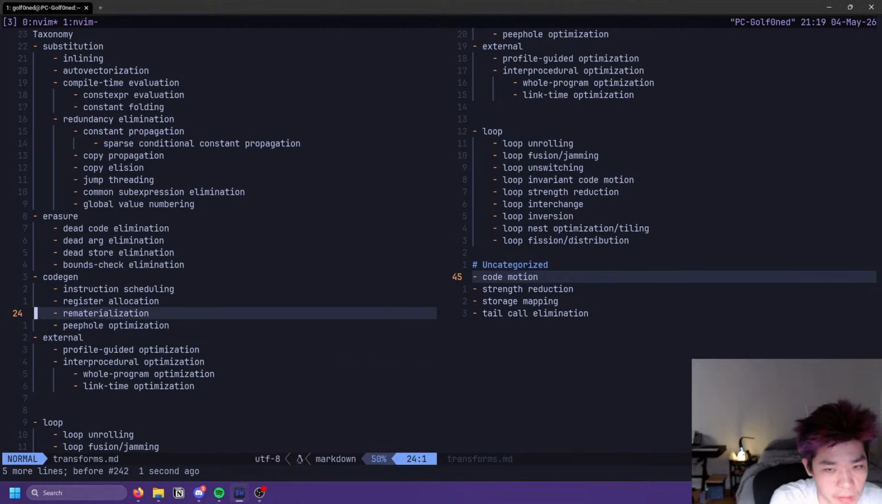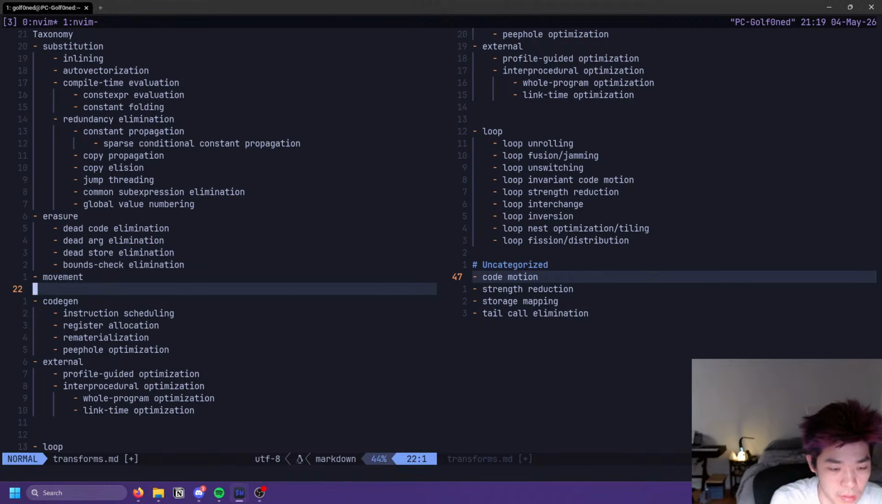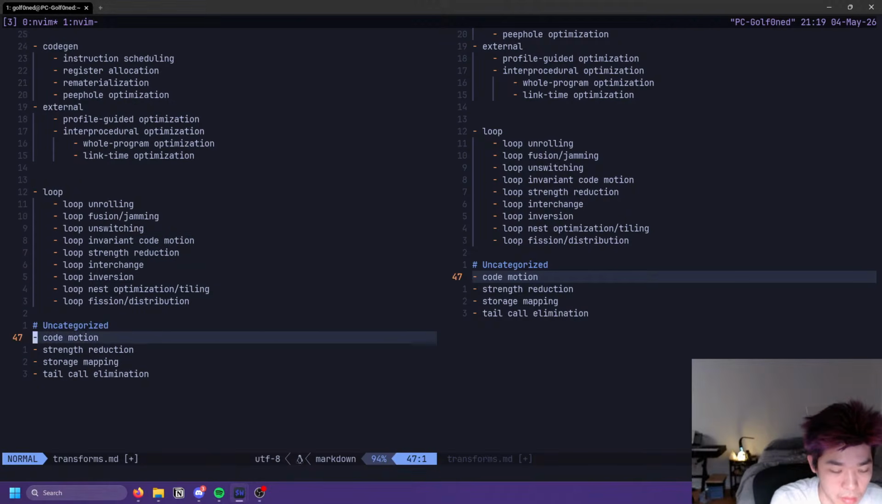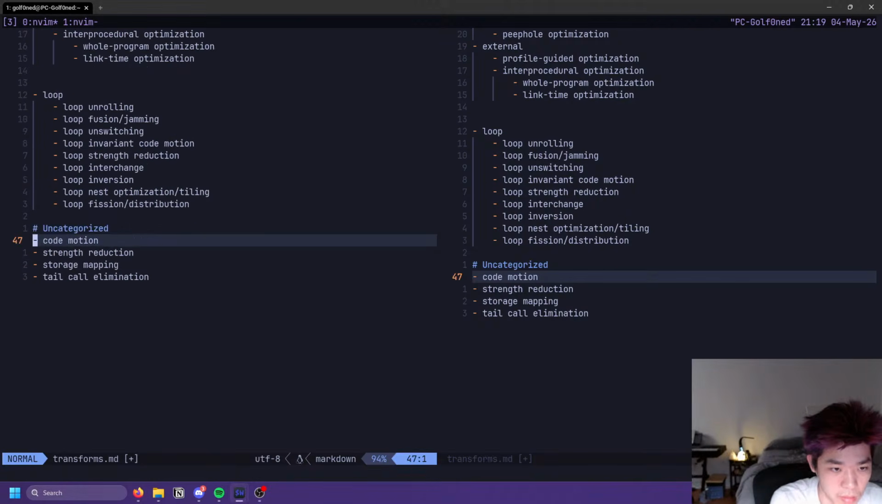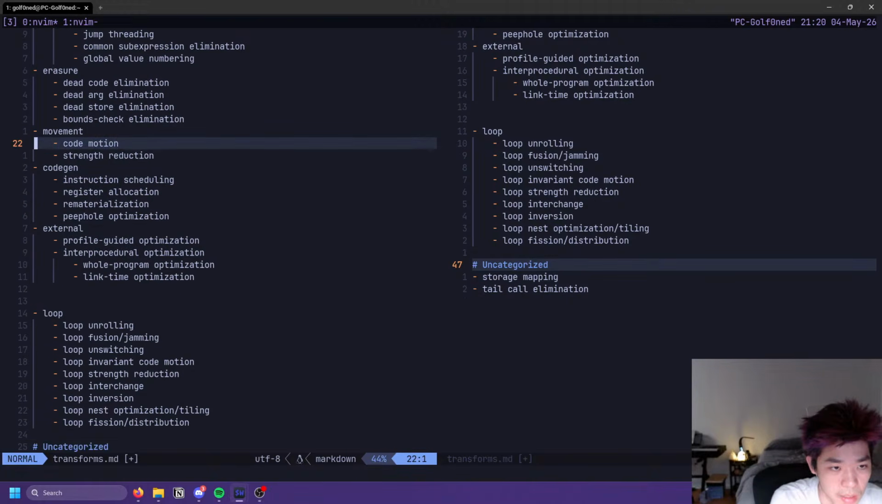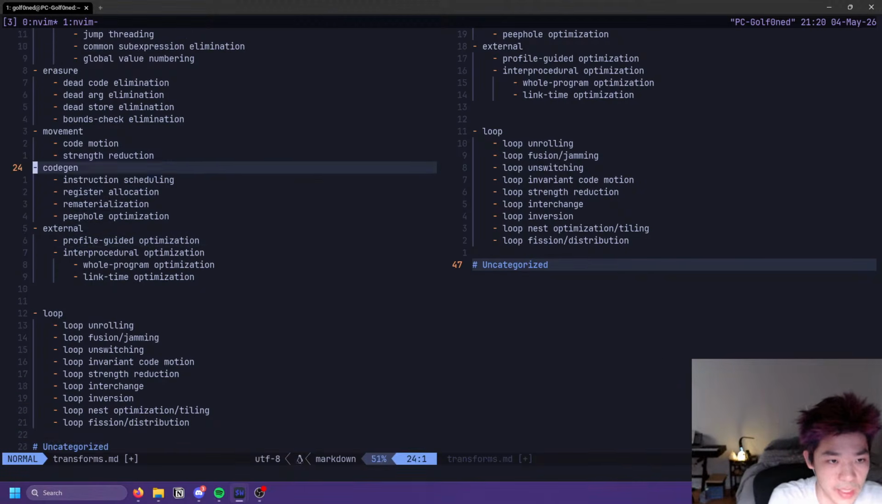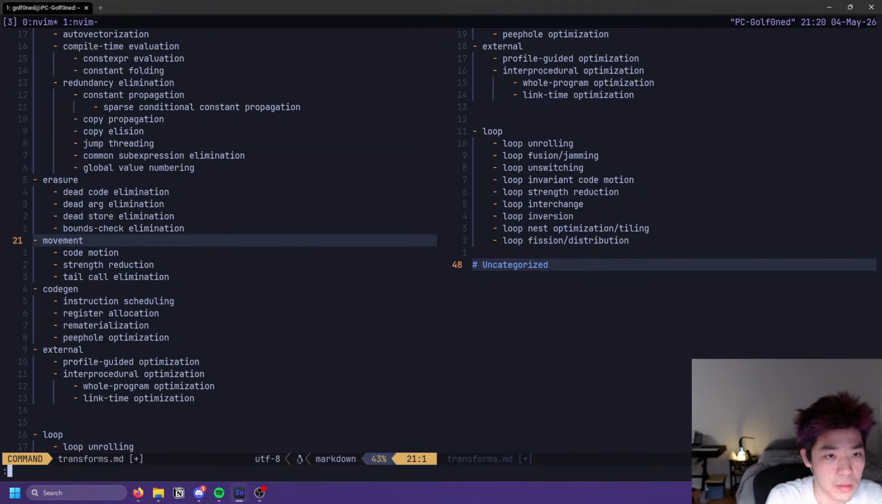Yeah, actually this probably fits nicely there. And then we can make a movement category, I guess. I don't know. I guess storage mapping doesn't really... I don't really know what to do with it. I think tail call elimination we can also do with movement as well.